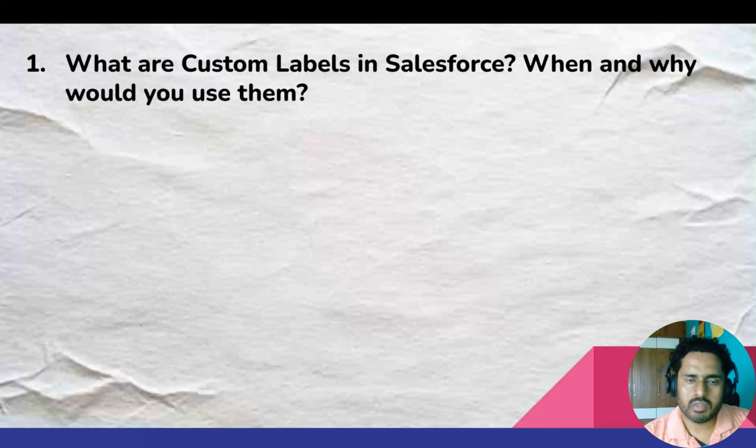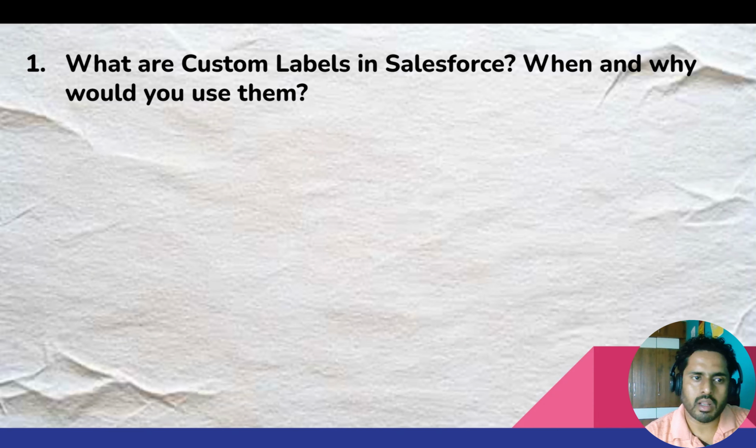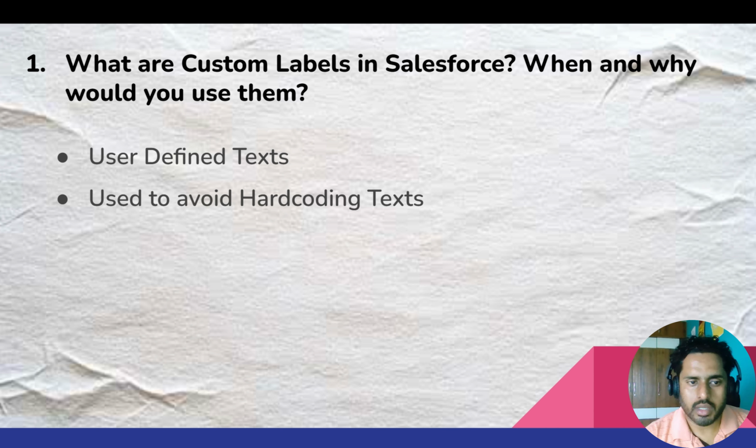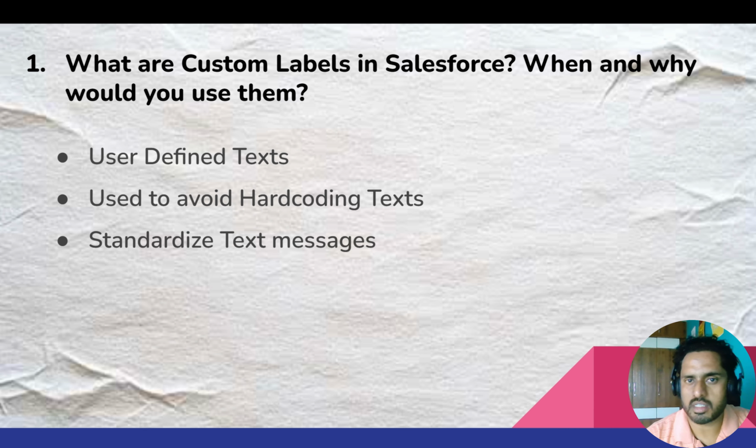So the first one is, what are custom labels in Salesforce? When and why would you use them? This question is basically to test your knowledge of custom labels. This is a very basic question. Probably you may not get it, but it's good to know what a custom label is in Salesforce. So custom labels are user-defined texts. They are used to avoid hard coding text, and they are used to standardize the text messages.